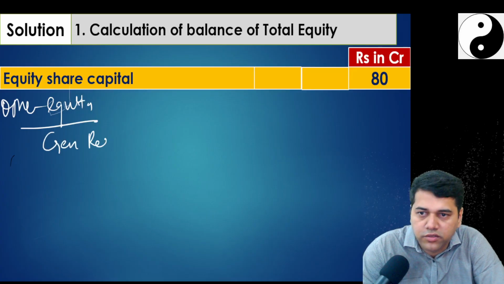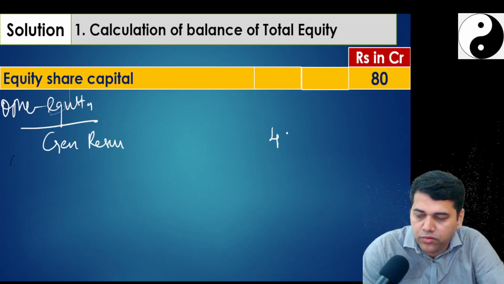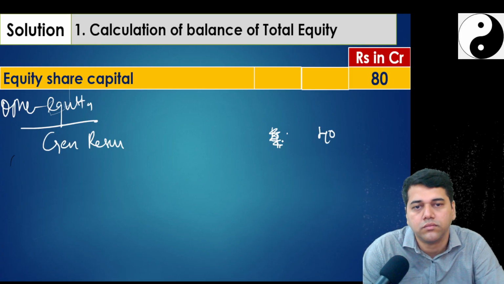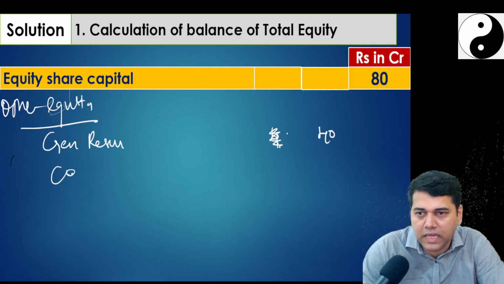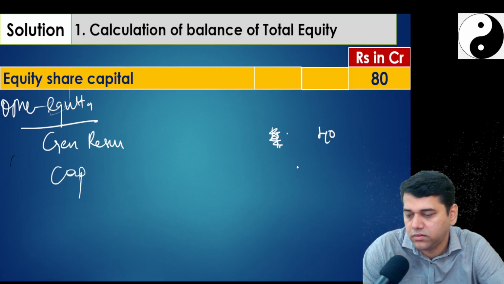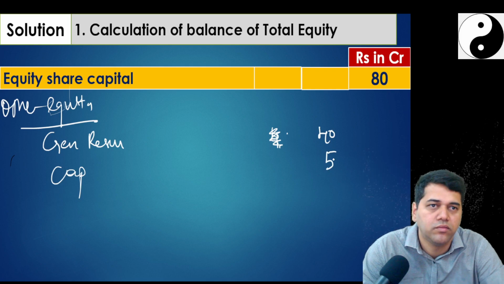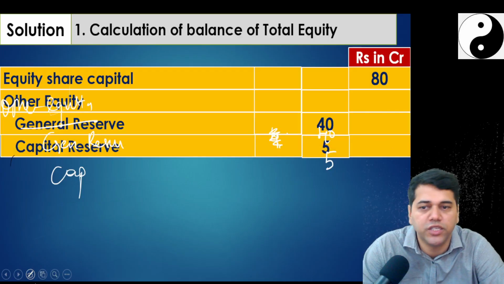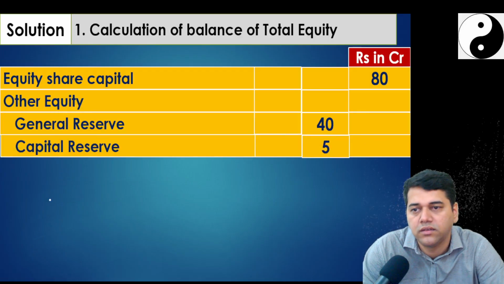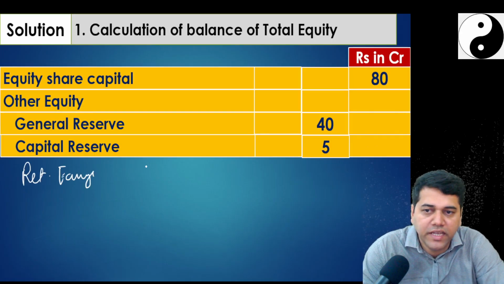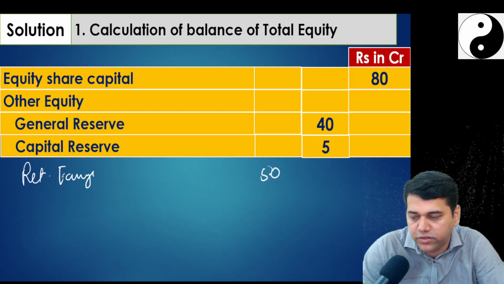General reserve 40. Capital reserve 5, because there is no change here. This 40 and 5, there is no change. Retained earnings, I will write in the inner column 50, because this is subject to change.